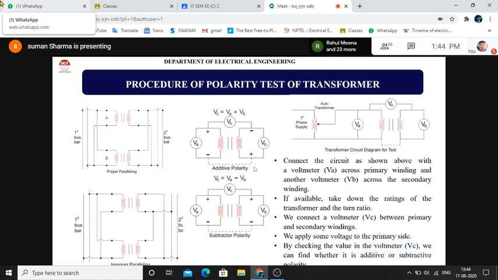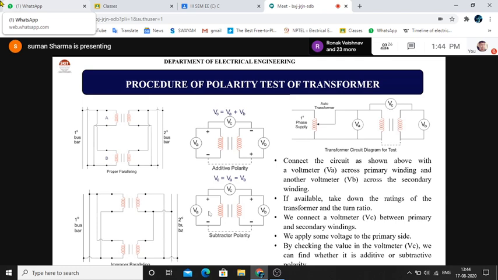Now, for additive polarity, this VA, that is primary voltage, is plus minus and secondary voltage is minus plus. So when you connect the voltmeter across this and this, then this voltmeter VC will read sum of VA and VB. This is additive polarity. Okay, sum of the two voltages, that is primary voltage and secondary voltage.